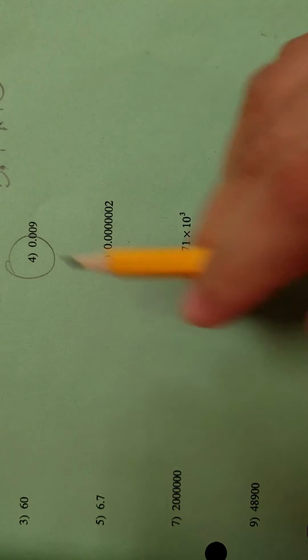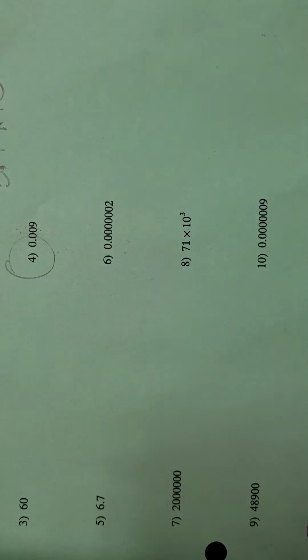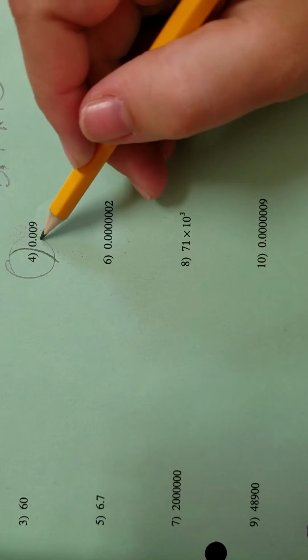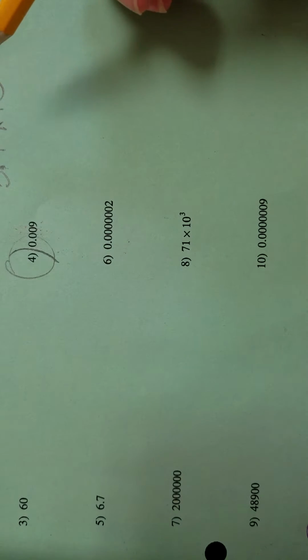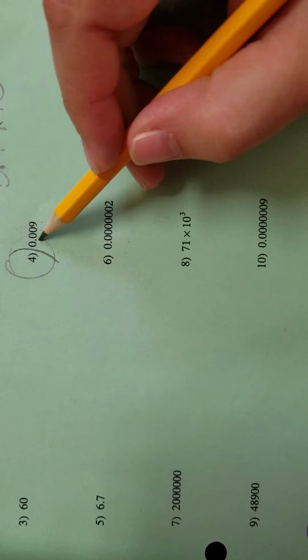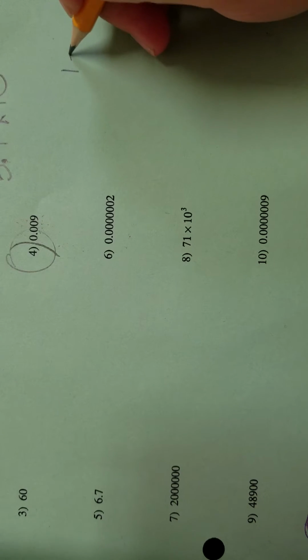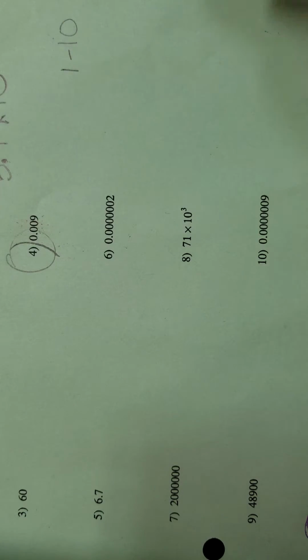Okay, now let's try one in the opposite direction. So let's take a look at number 4 on our green sheet. My circle's a bit big. Let's erase some of that. All right. So I have 0.009. I need to move my decimal to make it first a number between, again, 1 and 10.